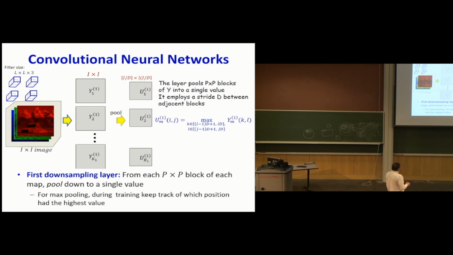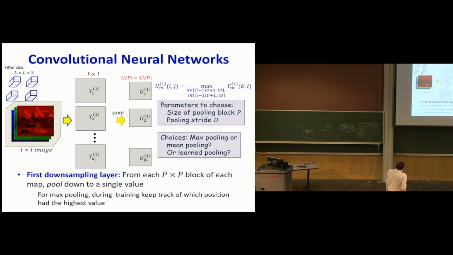But if you actually implement the pooling, from each P cross P block of the map, you're going to pool down to a single value. And then you're going to be striding forward, right? So for pooling, the parameters to choose are the size of the pooling block and the pooling stride. And you have other choices. Do I choose max pooling? Do I choose mean pooling? Do I actually build a network? All of these are things to decide.